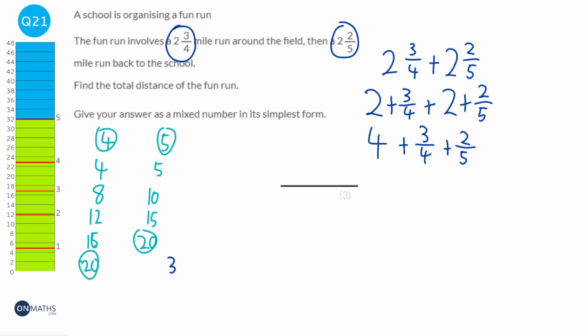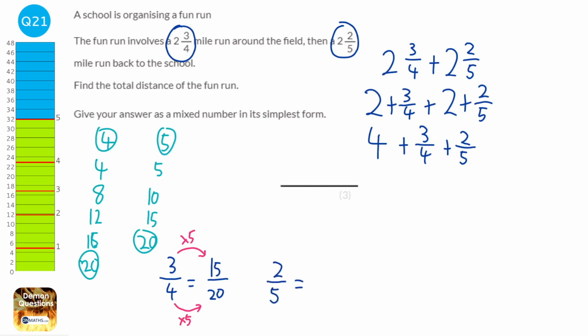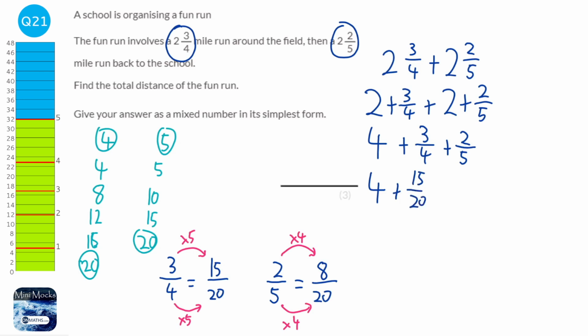Now for 3/4, to get the bottom to equal 20, we need to times the 4 by 5. And whatever you do to the bottom, you've got to do to the top, so times that by 5 as well, which will be 15. And for 2/5, we'll get that bottom to 20, so we times that by 4, and we've got to times the top by 4 as well to make it 8. So it's going to be 15 over 20 plus 8 over 20.